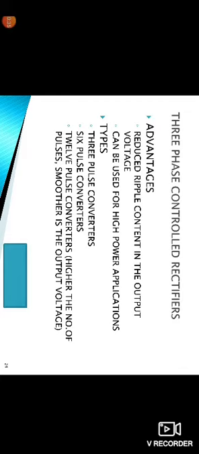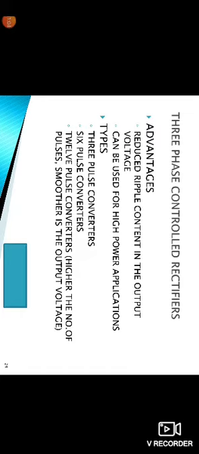Then we will move into the three phase controlled rectifier. The advantages are reduced ripple content in the output voltage. Pure DC is not obtained in single phase, so ripple can be reduced in three phase. Ripples are reduced, and these are mainly used for high power applications.